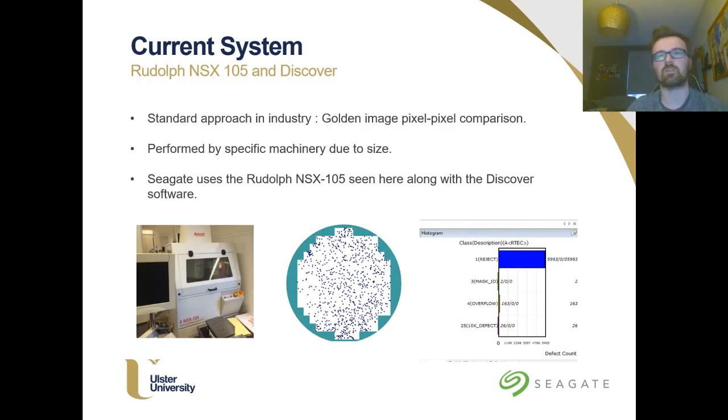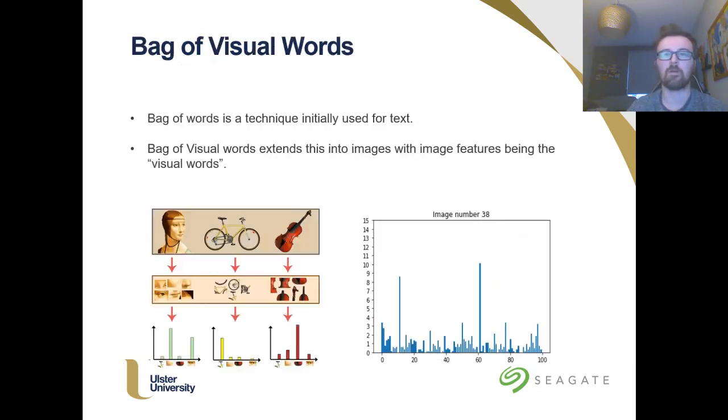Our aim with this project then is to use local features to detect the defect present in the wafer images and ignore the background features in order to create an autonomous system. Our current method is based on the bag of visual words technique, which is a visual extension of the bag of words method used for parsing documents for important code words.